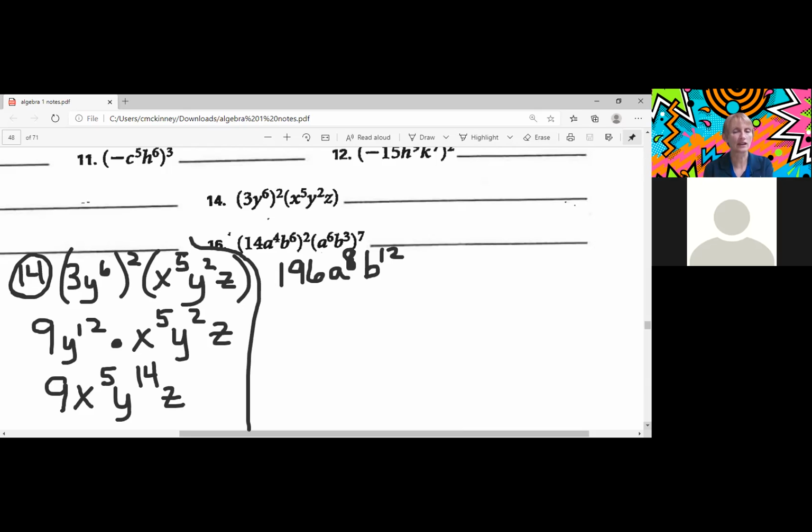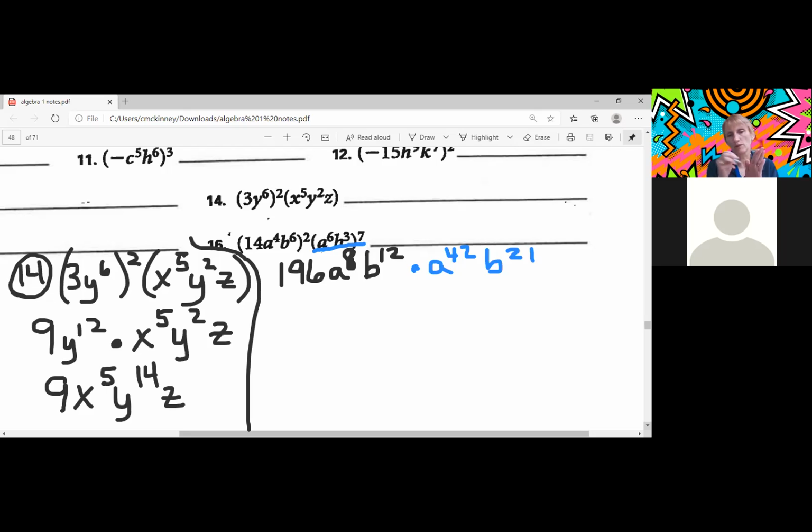So then the second half, this monomial over here, I need to get rid of his exponent that's on the outside. He doesn't have a coefficient, but 6 times 7 is 42. So a's new exponent is 42. b's new exponent, 3 times 7 is 21.